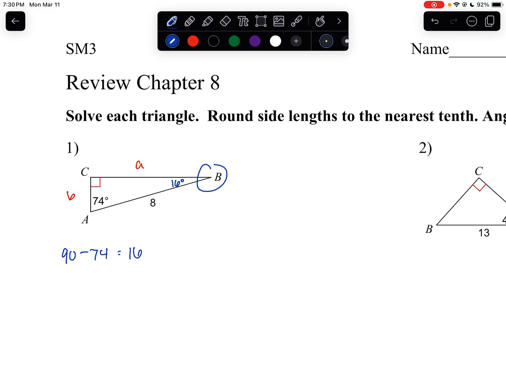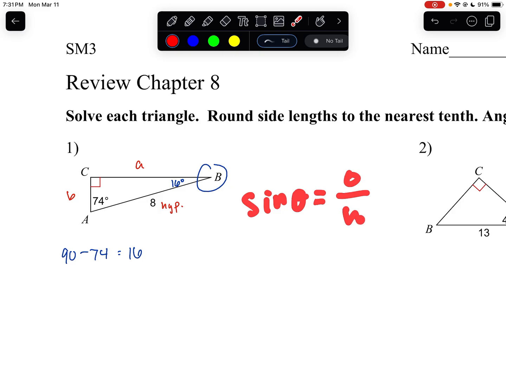Now as for the sides, it really depends on how you want to use your trig function. So we can't use Pythagorean theorem because we only know one side, and we don't know either of these ones. This is the hypotenuse, right? Regardless of which angle you use, this is the hypotenuse. So there are two trig ratios I can use. Sine of an angle theta is equal to the opposite over the hypotenuse, and cosine of theta is equal to the adjacent over the hypotenuse.